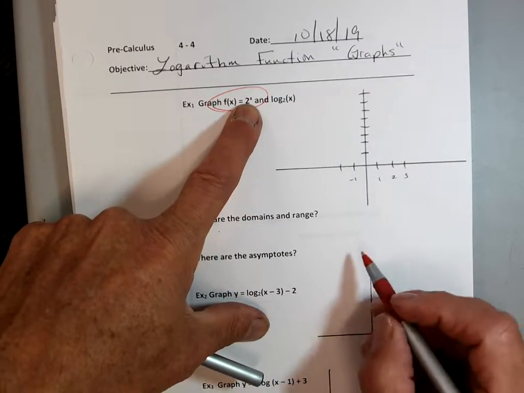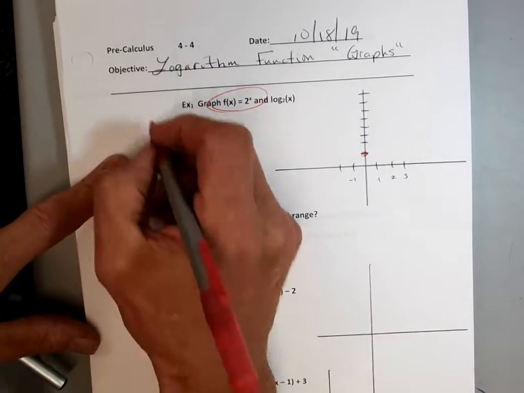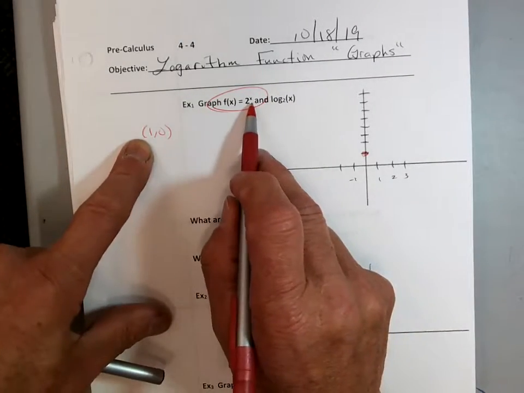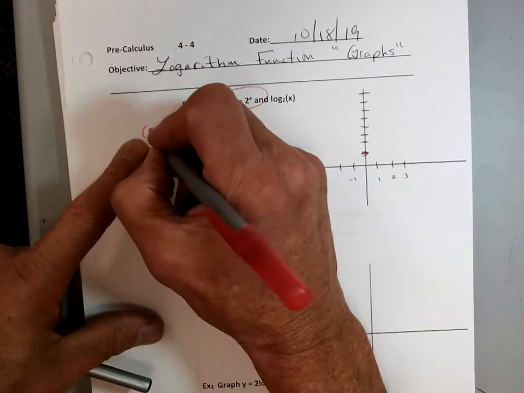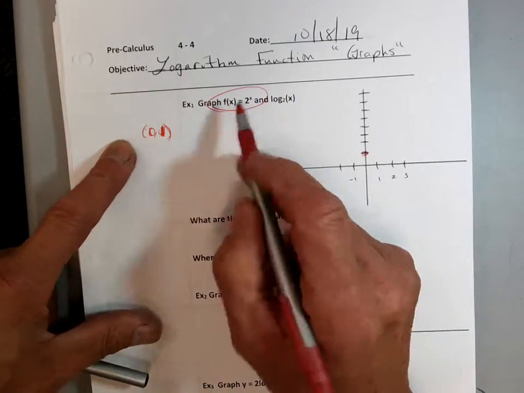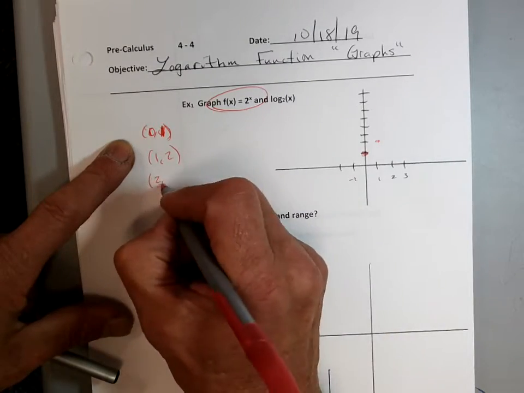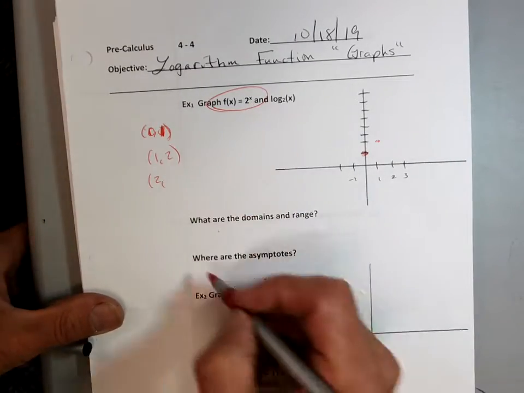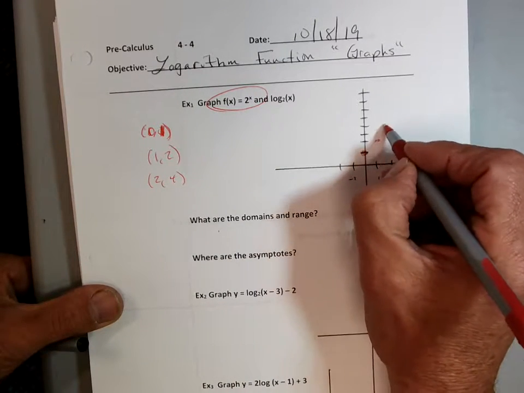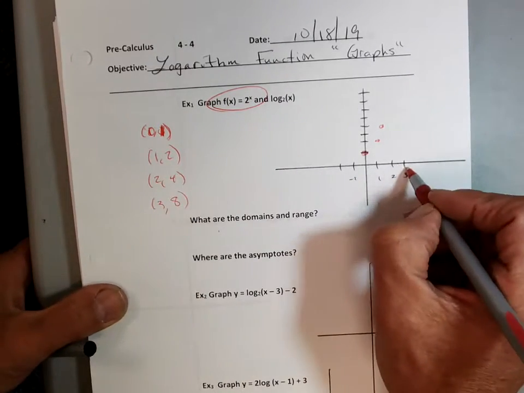Anything to the 0 power is 1. You agree? So we're going to have a point at 0, 1. My bad, I am backwards, 0, 1. If I plug in 1, I've got 2, so I've got a point at 1, 2. If I plug in 2, I've got 2 squared is 4, right? So 2, 4. If I plug in 3, 2 to the third power is 8, right? And I get 8.